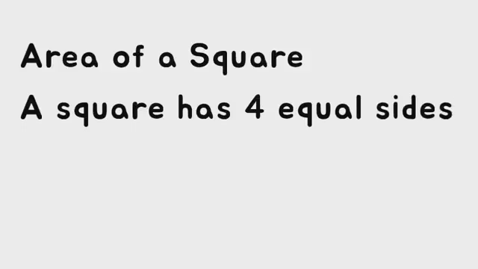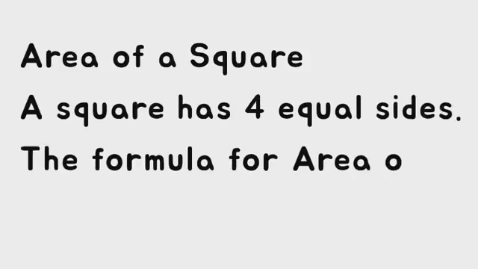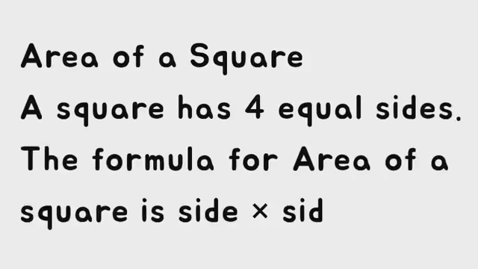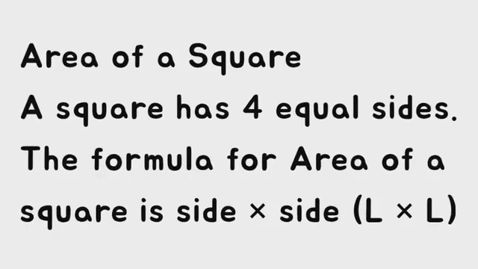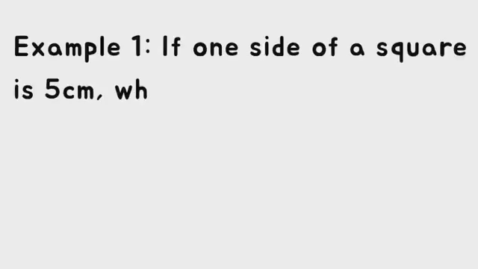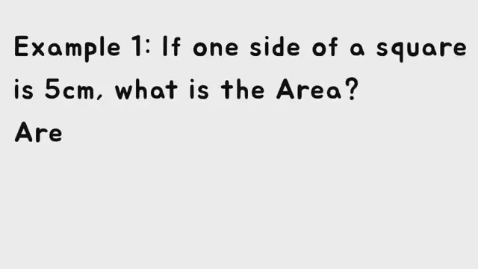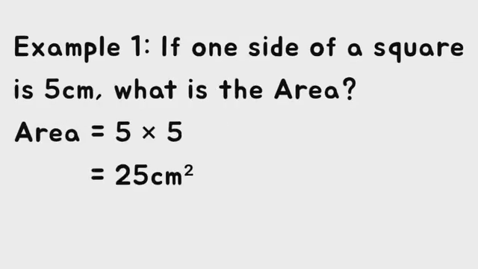We know that a square has 4 equal sides, right? Then the formula for finding the area of a square is side times side. For example, if one side of a square is 5 centimeters, the area is what? The area will be equal to 5 times 5 because the sides of a square are equal. So it will be 25 centimeters squared.